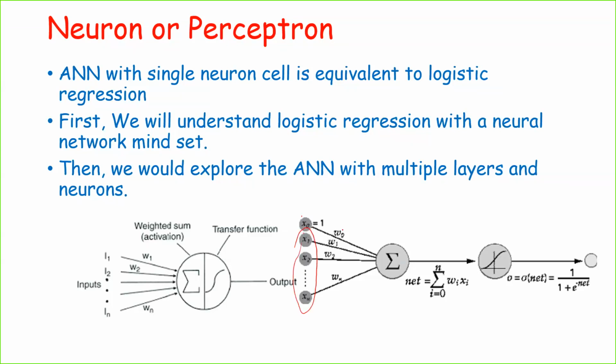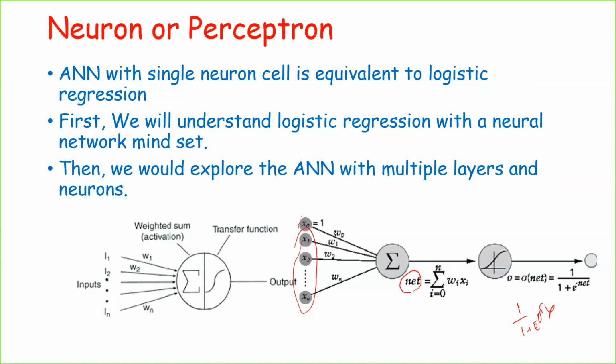And these are the corresponding weights. The inputs are multiplied with the corresponding weights and summed over: W0 x0 plus W1 x1 plus W2 x2 plus so on, up to Wn xn. Once you get this net sum, give it to the sigmoid function. The sigmoid function is 1 by 1 plus e to the power minus of this net sum. So this is basically doing 1 by 1 plus e to the power minus theta transpose x. That's what it is doing, right?